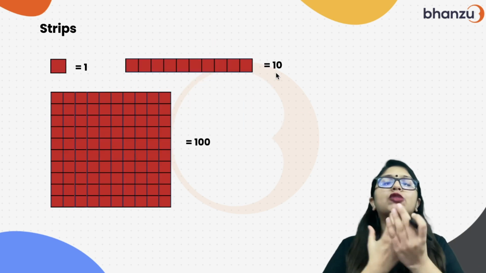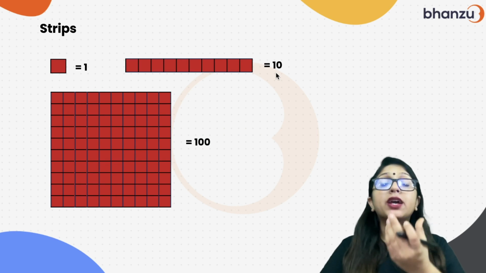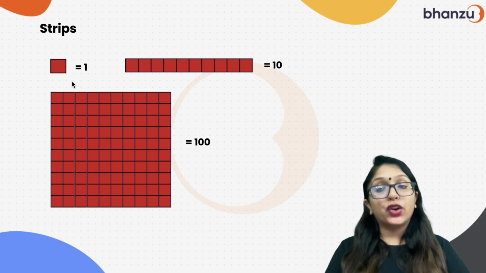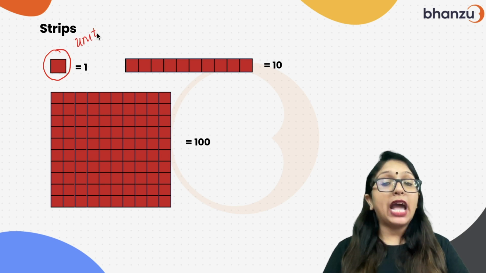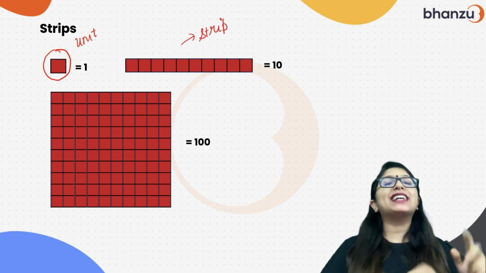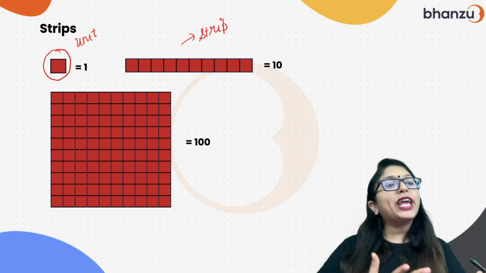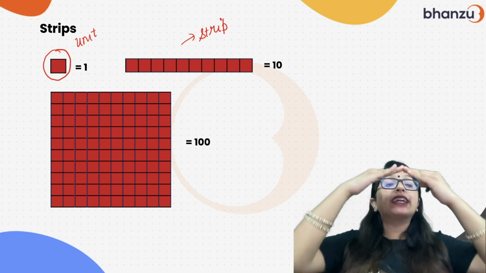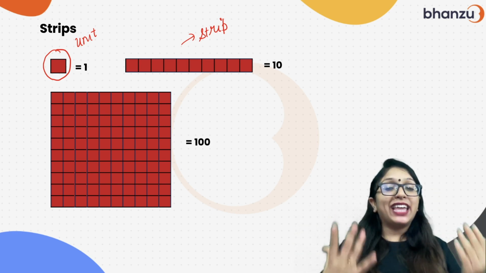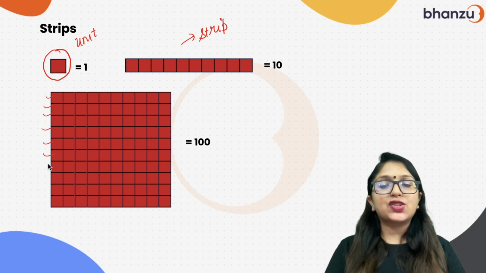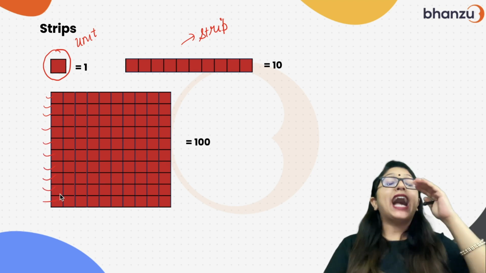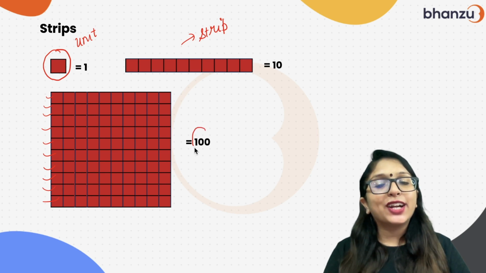Now we are going to go ahead and count the strips. In blocks, it was just like an object, but this strip is a flat one, right? Here, this is called a unit. Here we have only one unit. Now this is called a strip. If we join 10 units like this, then what do we get? We get strips. And now if we join 10 strips like this, what are we going to get? How many units will there be in total? Again 10, 20, 30, 40, 50, 60, 70, 80, 90, 100. I am going to get 100 units.